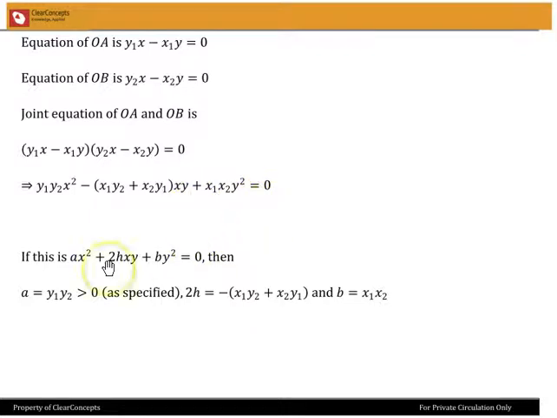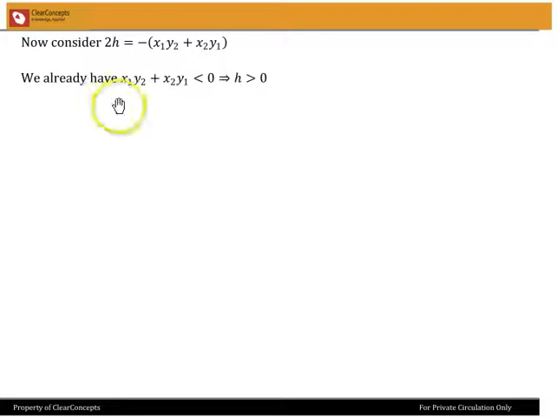And we are going to compare this with ax² + 2hxy + by². That gives us that a is y1y2, which is greater than 0 as specified. 2h will be −(x1y2 + x2y1), and b is x1x2. Now consider 2h. 2h is −(x1y2 + x2y1). We already have that x1y2 + x2y1 is negative, and therefore we can conclude that h is positive.